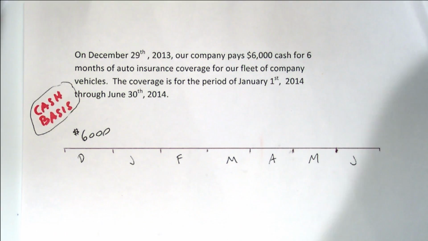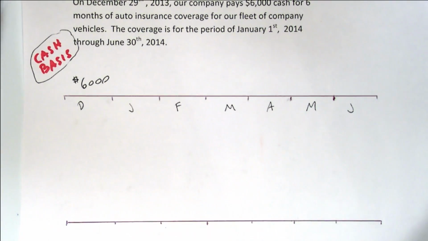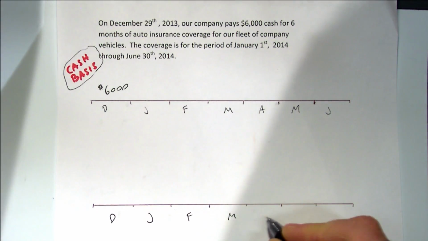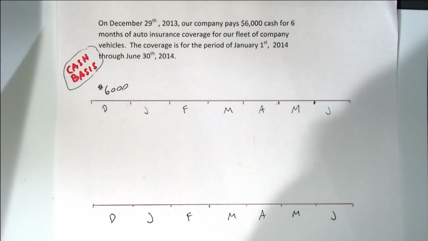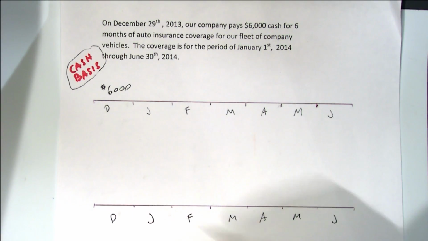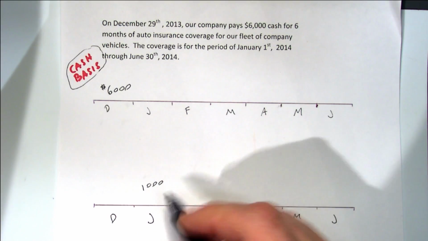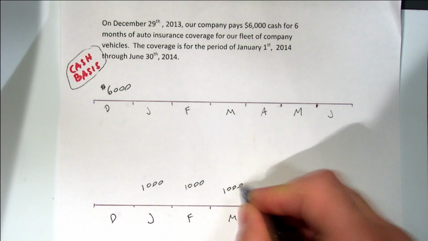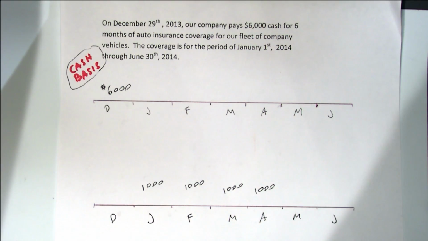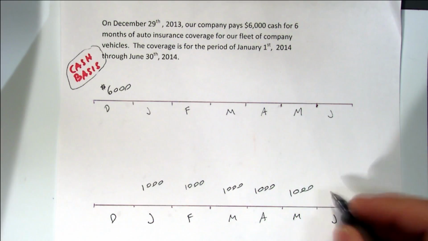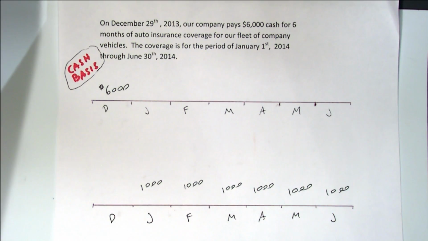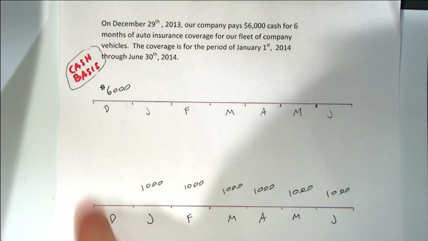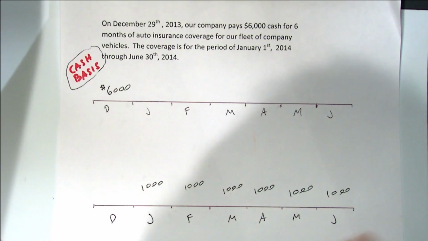$1,000, right? Wouldn't it be better... no, let me back out here. Again, this is December, January, February, March, April, May, June. Really, wouldn't it be more indicative of reality if somehow you could recognize $1,000 of expense in January, $1,000 of expense in February, $1,000 in March, $1,000 in April, $1,000 in May, and $1,000 expense in June?